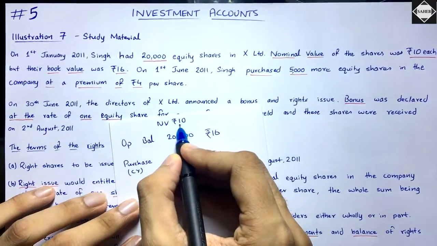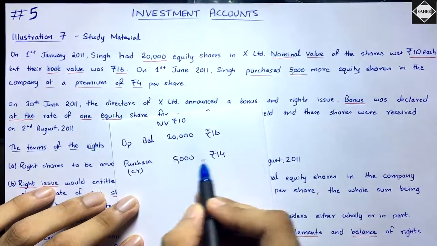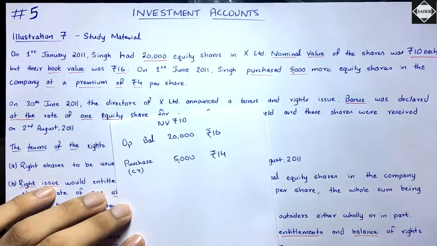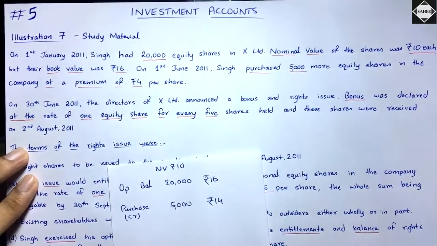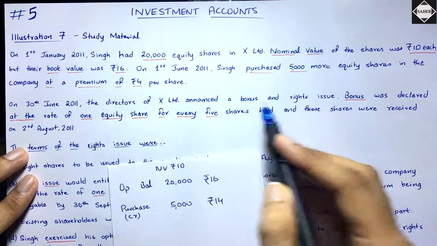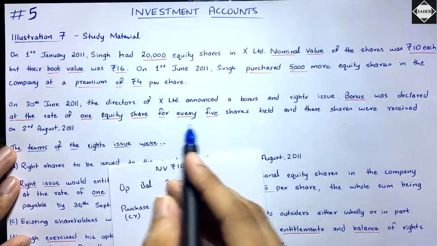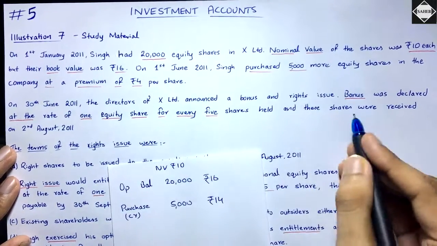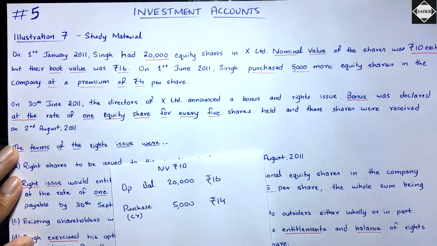See, nominal value, face value is rupees 10. Premium of 4 means over the face value, so that's rupees 14. Simple as that. Then what happened? See here, on 30th June 2011, the directors of X Limited announced a bonus and rights issue. Bonus was declared at the rate of 1 equity share for every 5 shares held, and these shares were received on 2nd August 2011. Now here what is happening?